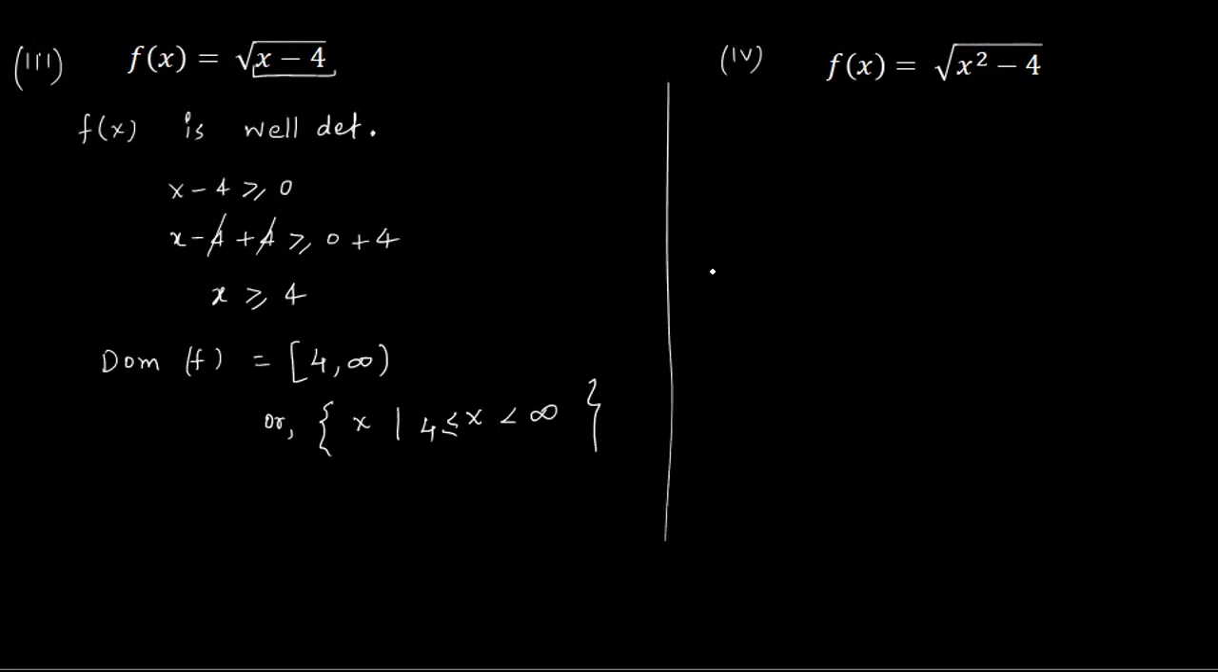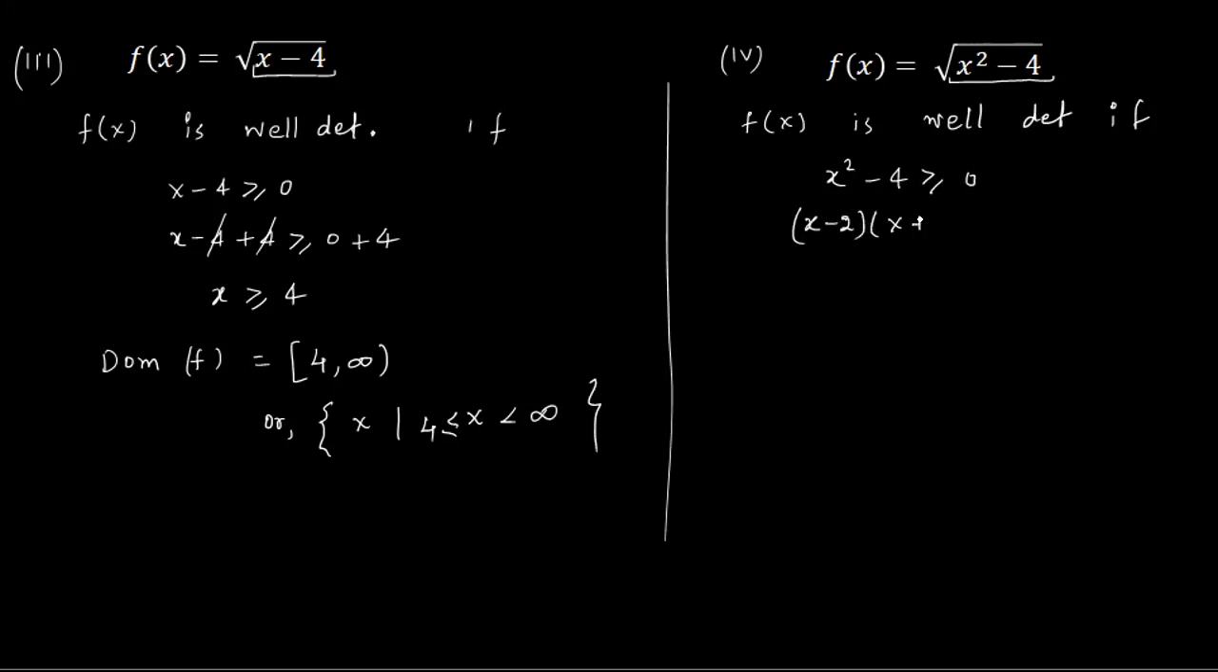Let us see one more example. Here we have a function f(x) which is equal to square root of x squared minus 4. In order to make sure that f(x) is well defined or f(x) makes sense, f(x) is well defined if whatever is written within the square root should be more than or equal to 0. x squared minus 4 is more than or equal to 0. How do we simplify this? We can rewrite this as (x minus 2)(x plus 2) is more than or equal to 0.